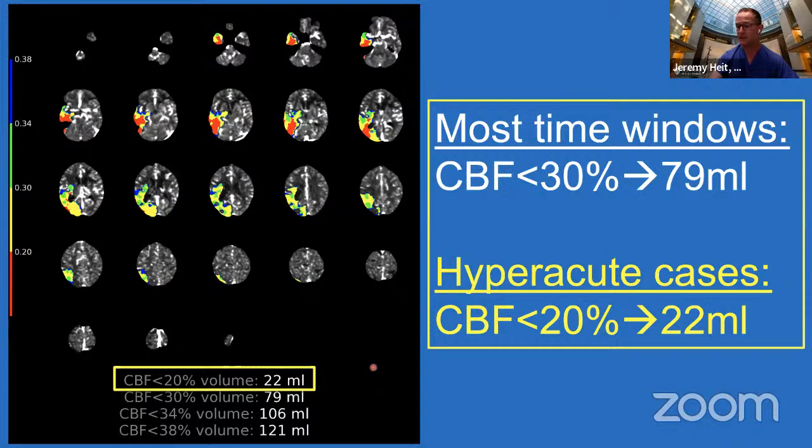So the point being, if you are scanning a patient in the early, the 60 to 90 minutes after their symptom onset, don't necessarily use the cerebral blood flow 30%. Look at these type of maps and adjust your core estimation down. Then that will make sure you're giving the patient the benefit of the doubt and not thinking their core is larger than it is. Why does this happen?